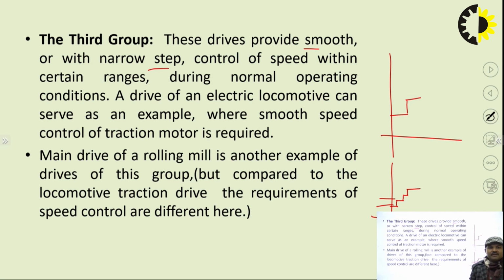A drive of an electric locomotive can serve as an example where smooth speed control of the traction motor is required. Obviously in a train we cannot think otherwise; we would have jerk, smooth speed control would not be there, and during the change in the steps there would be heavy jerk. The main drive of a rolling mill is another example of drives of this group, but compared to the locomotive traction drive, the requirements of the speed control are different here.